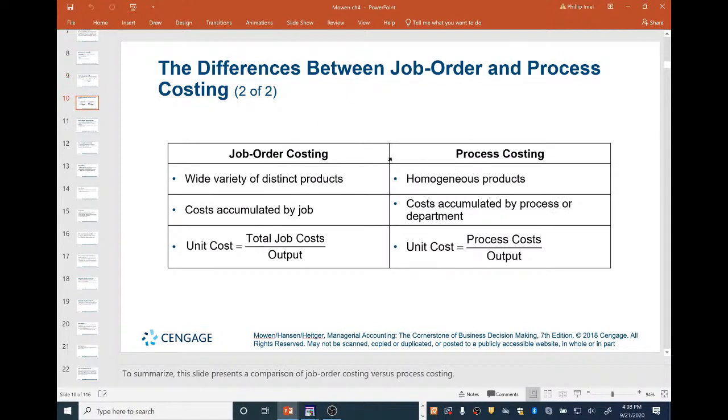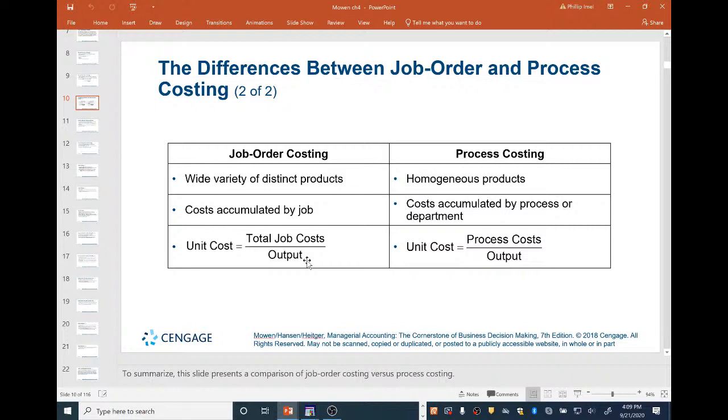All right, this is a little summary of what we just went over. This is just the differences between job order and process costing. You can see on the left we have job order costing. On the right we have process costing. Job order costing, once again, has a variety of distinct products. Costs accumulate by each individual job because each product's different, so we need to know the cost of each unique product. And the unit cost, in this case for job order, is the total job cost over the output, which makes sense, right?